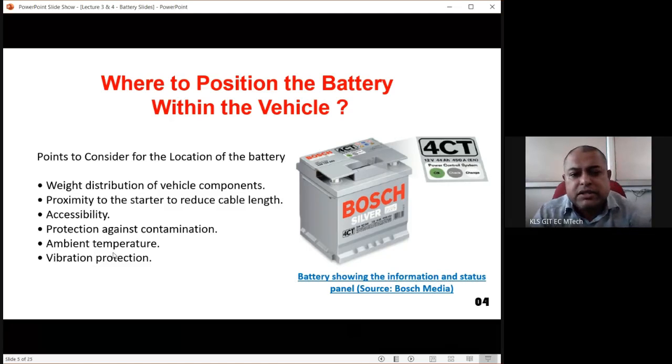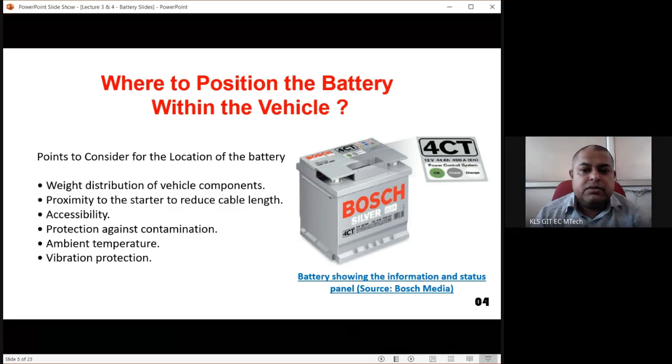Okay, so points to consider for the location of the battery within the vehicle. The first is weight distribution of the vehicle component. The battery is quite a bulky and very heavyweight component, and nowadays whatever batteries we are using are maintenance free. That means once they go bad, you just have to replace the battery. You cannot rectify it, you cannot repair it.